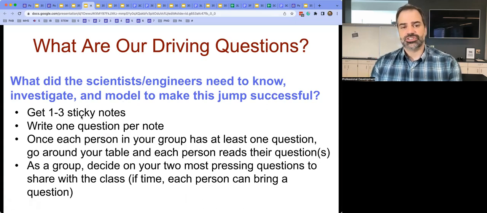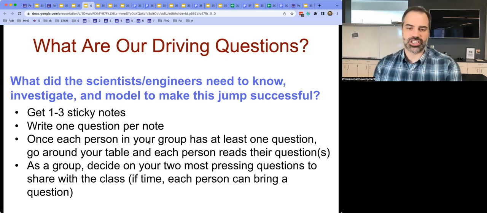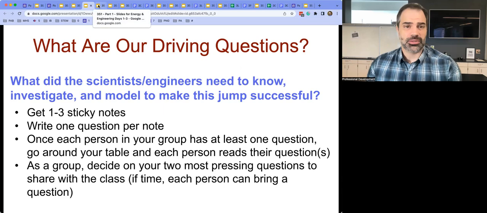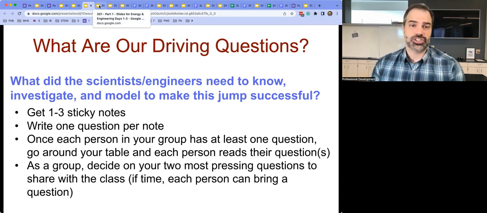They each get a few sticky notes. Each student comes up and checks with their table group so that we make sure we get a variety. But what, as scientists or engineers, do we need to know to investigate and model to make this jump successful? This is such a great time to get some student leadership. They can be organizing this, clumping them on the board, and then every couple of days you can cycle back and see how much we're following their plan and answering the questions that they came up with.